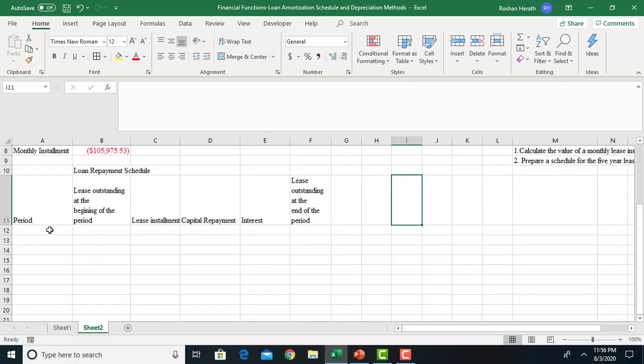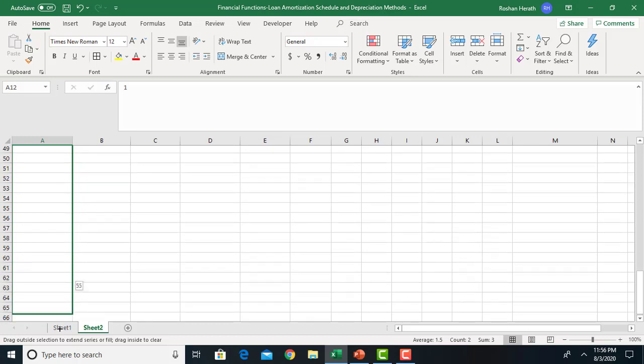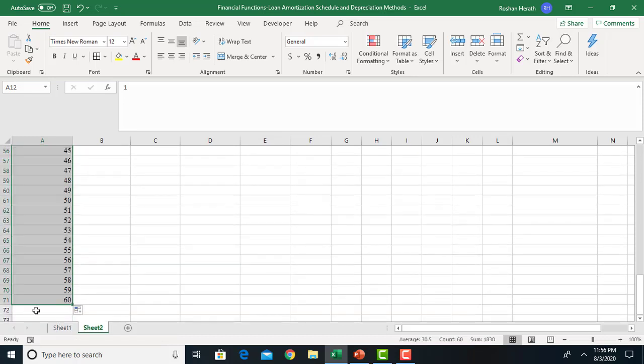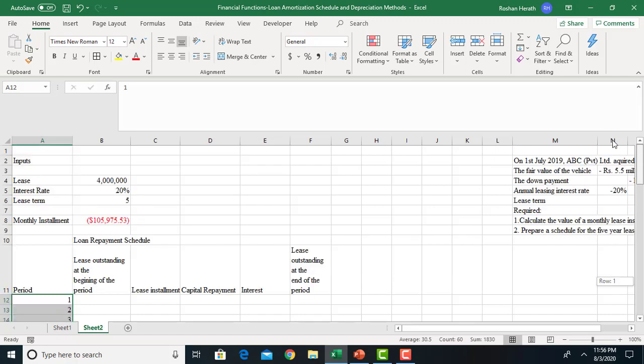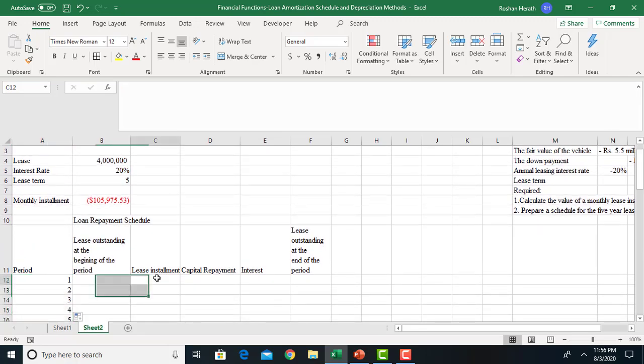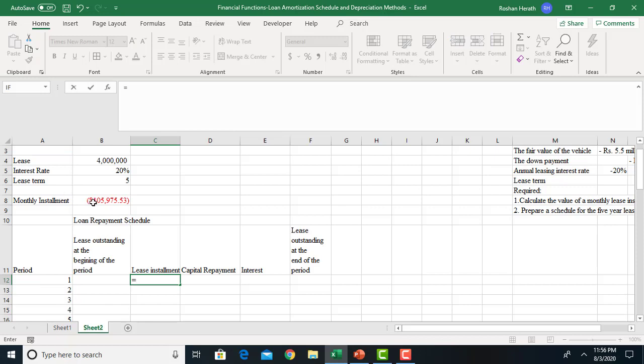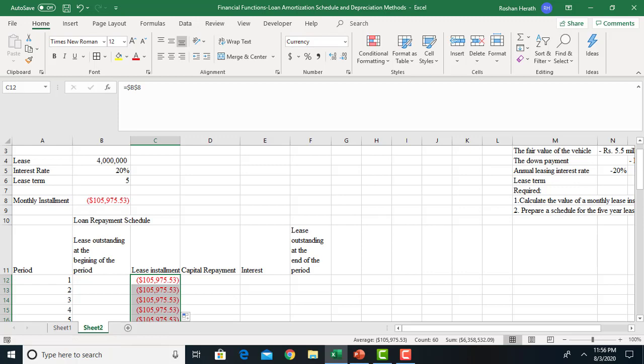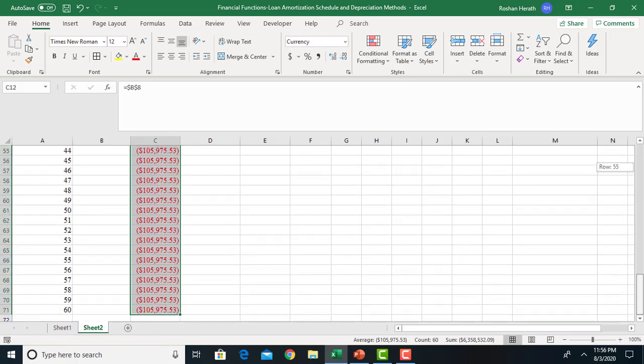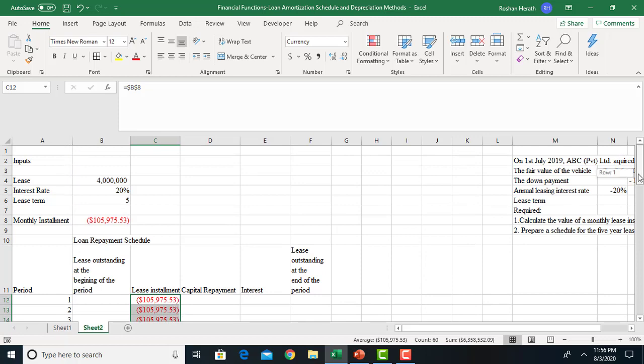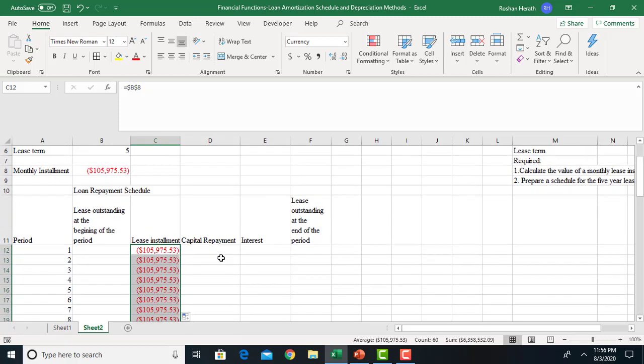We can have the period from 1 to 60. You can simply drag it to take it up until 60. Then there is the loan period. Then you can take the lease installment. You can simply refer to it over there and make it constant. You can simply double click and that would be taken up until the 60. So it does not change, it's a constant interest, constant installment.